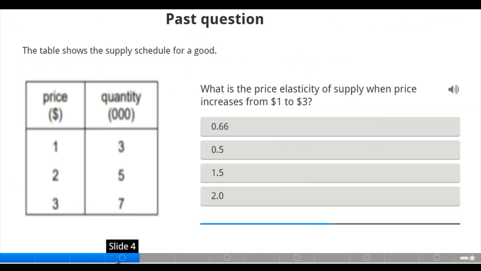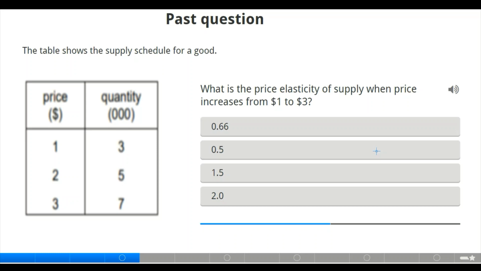Moving to the next slide, we have one past question here. The table shows the supply schedule for a good. What is the price elasticity of supply when the price increases from $1 to $3? Now let us look at it. Our price increases from 1 to 3. Now what will be our quantity supplied?